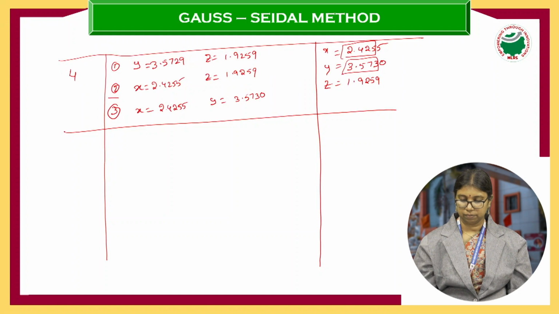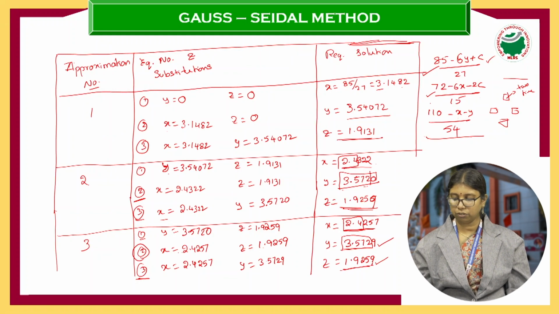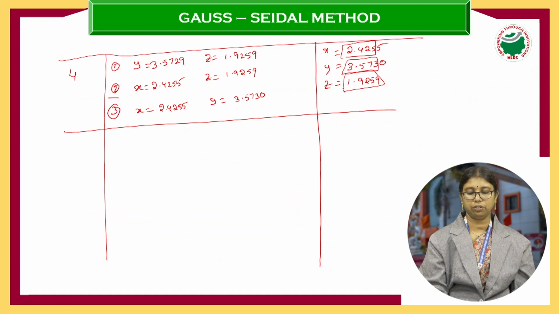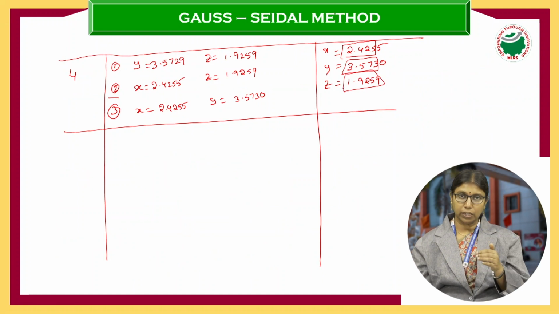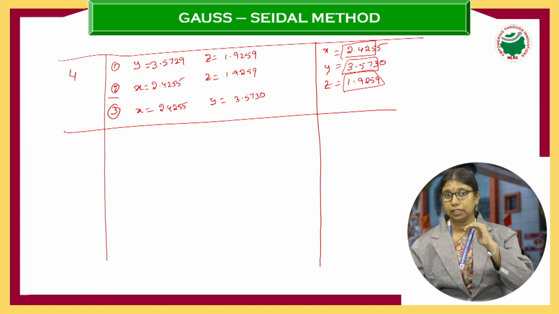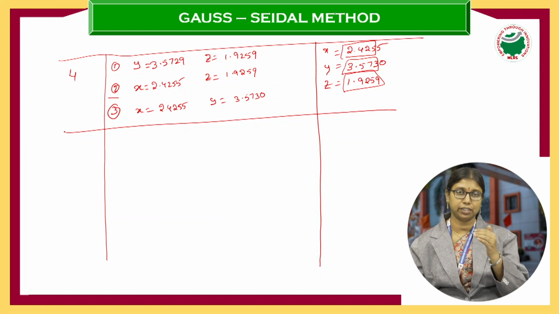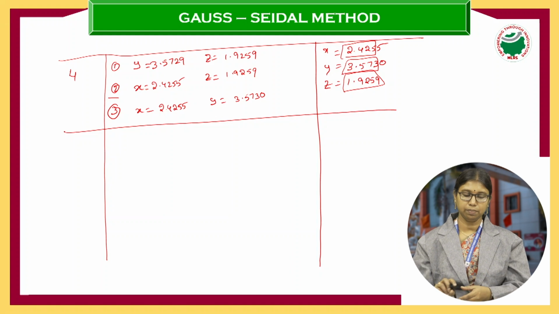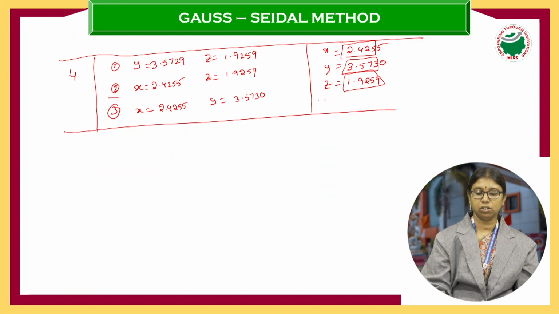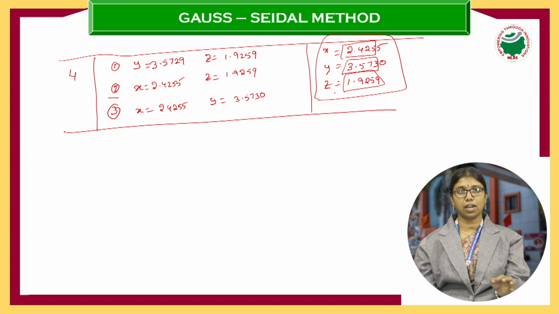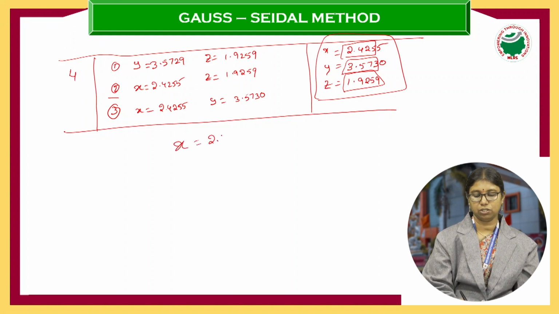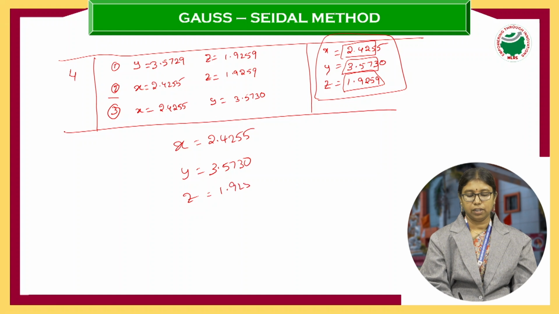Next, z is 1.9259 and here z is 1.9259, equal up to 4 decimals. So in the fourth approximation, we got the x, y, z values approximately equal with the previous iteration approximation values up to 3 decimals. Then we can stop the procedure and give the conclusion that the solution for the given system of equations is the last approximation values. That is x is 2.4255, y is 3.5730, z is 1.9259.